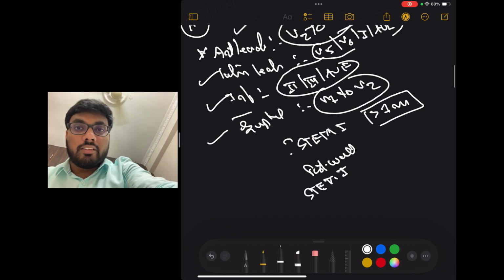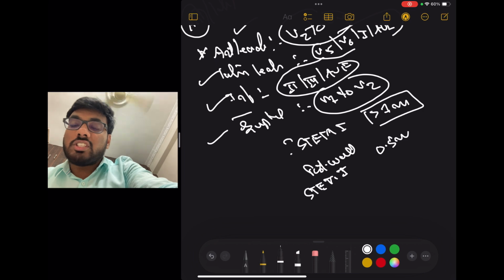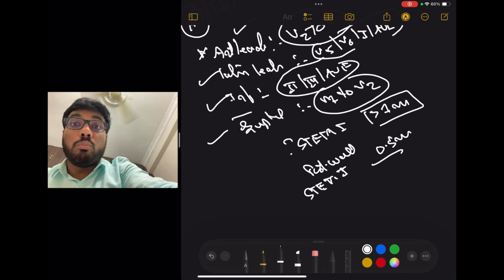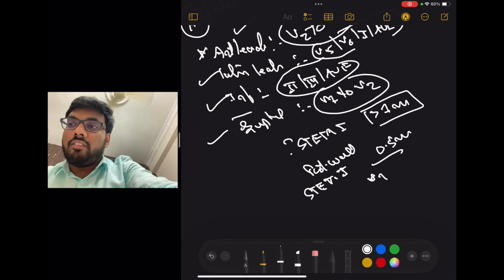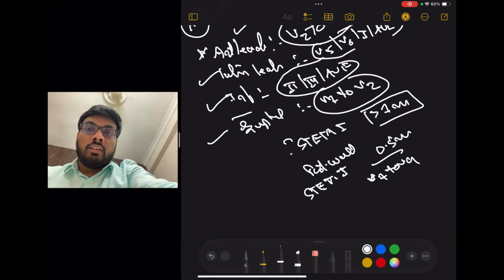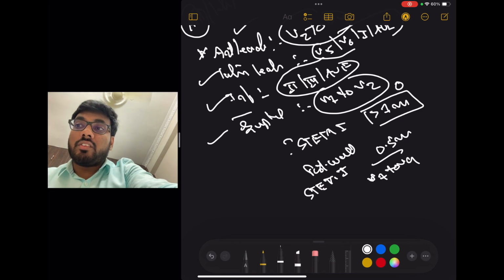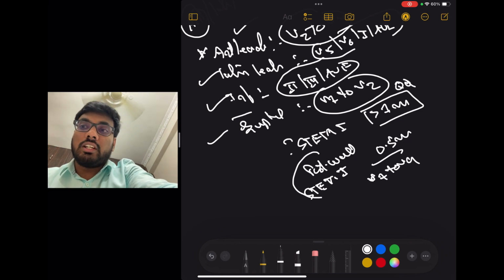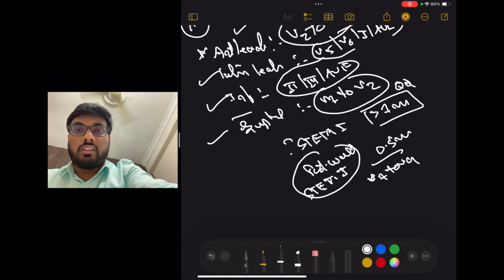In case of posterior wall STEMI, even 0.5 mm ST elevation is considered pathological in posterior leads, that is V7 to V9. Okay. For STEMI, in any leads, ST elevation of more than 1 mm is considered pathological, except in case of posterior leads. 0.5 mm ST elevation is also considered pathological in posterior leads, right?